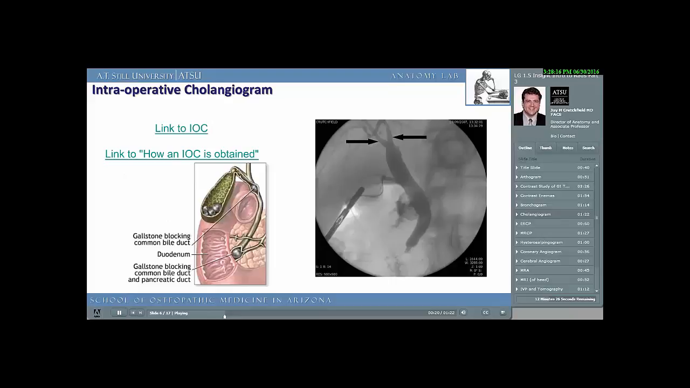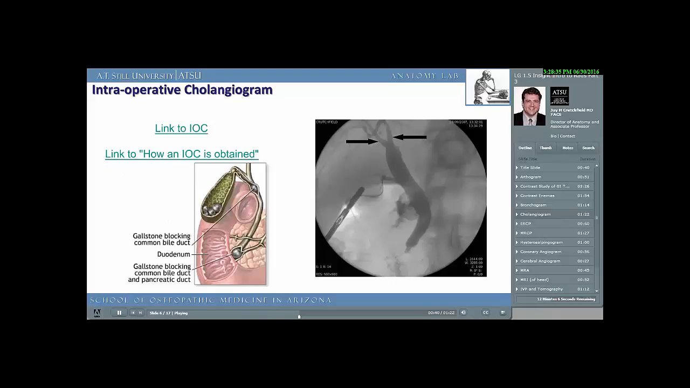Bile from the liver drains down these ducts and into the common hepatic duct and the common bile duct, eventually draining into the duodenum. The duodenum is the first portion of the small intestine. Use your anatomy atlas to find the left and right hepatic ducts, the common bile duct, and the common hepatic ducts.